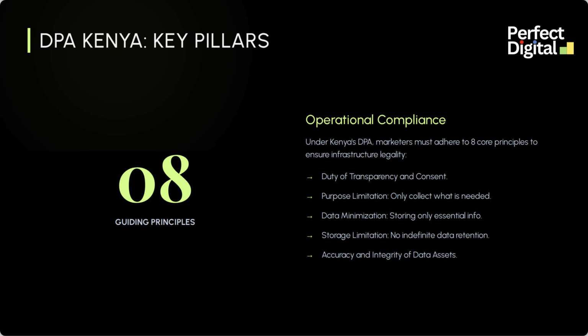Under purpose limitation, you are required to collect data that is explicitly needed for your operations. Data minimization, storing only the most essential information required to fulfill that purpose. Storage limitation ensures there is no indefinite retention of personal data. And finally, accuracy and integrity of data assets, maintaining clean, secure, and accurate records across all databases.